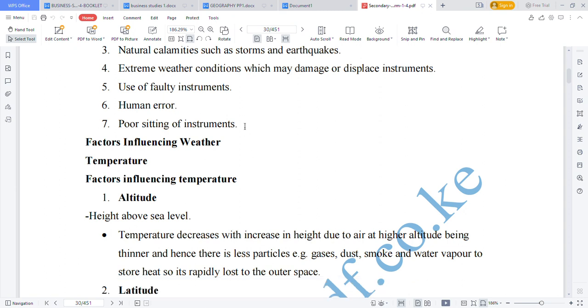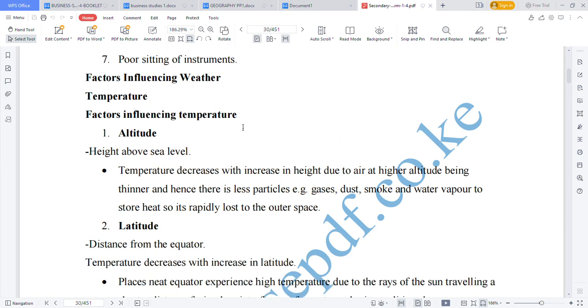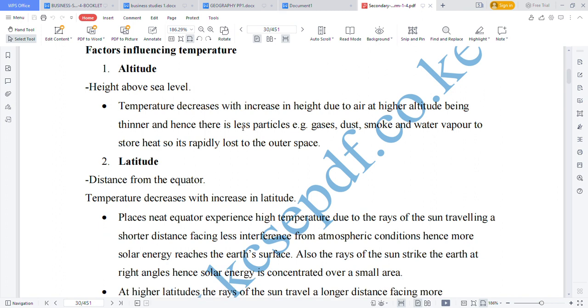Factors influencing weather. What are some of the factors that influence weather? We have temperature as one of them. Then under temperature, we have some factors that influence temperature. Number 1, we are going to talk about altitude. What is altitude? Altitude is just height above the sea level.